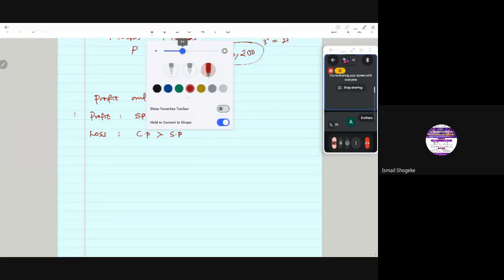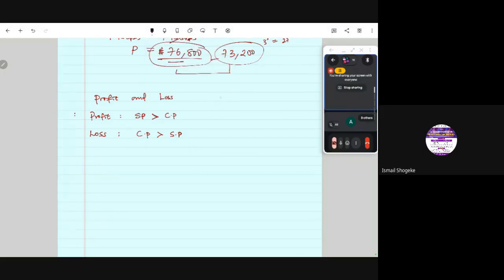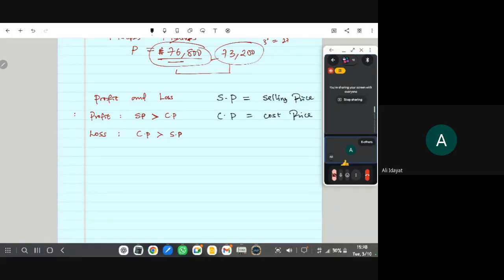What do we mean by selling price? Who can explain? Who can tell us in simple words? Don't give us too much grammar. What is selling price? What is cost price? Are you with me? Sir, what is selling price? When we say selling price, what does it mean? Selling price is the final amount that someone pays for a product or service.